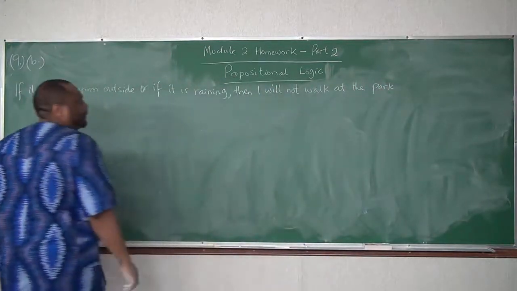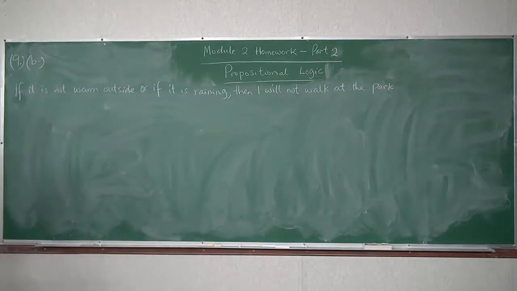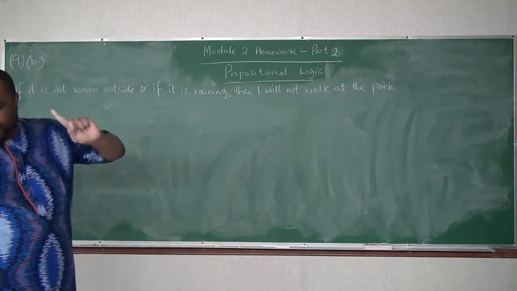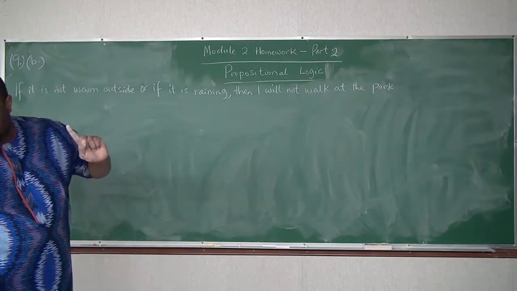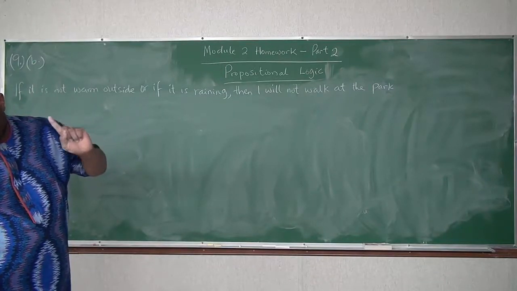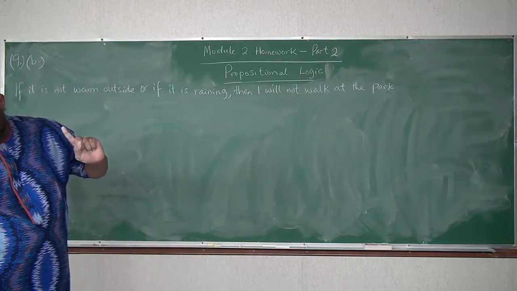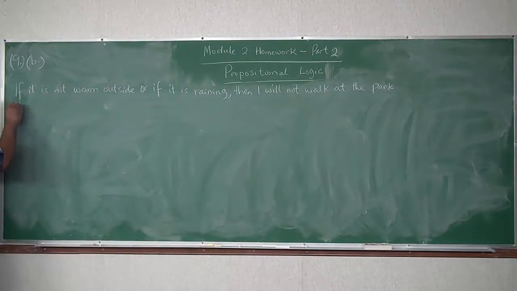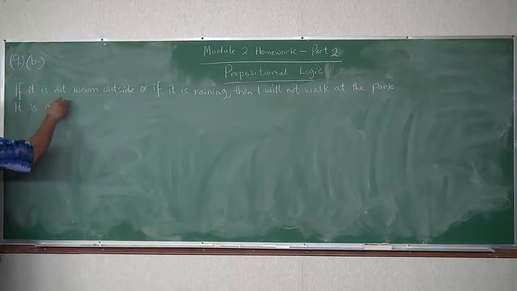Okay? If it is not warm outside or if it is raining, then I will not walk at the park. So we have warm outside, raining, walking at the park. We have now 3 statements here. This is premise 1. Premise 2 is it is not raining.